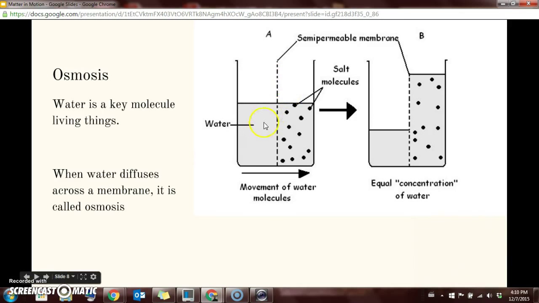Hopefully when you saw membrane, you thought of, hey, that's like a cell membrane. That is the crucial thing we'll be looking at next.